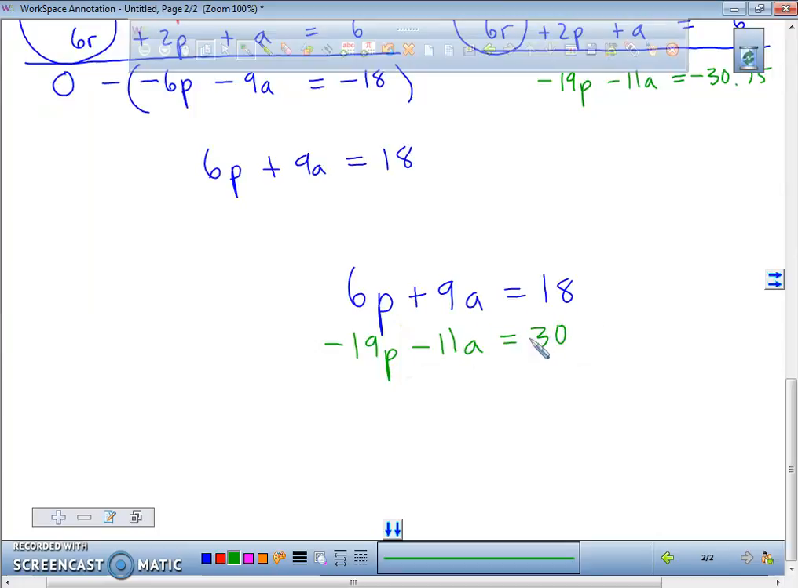Oh, thank goodness. We're down to 2 variables instead of 3 variables. Now all I have is the p values, which represent the pinball, and the a values, which represent the price for the air hockey. Okay, let's scan this real quick. Which letters do you think would be easiest to eliminate? The a's or the p's? P's? All right.